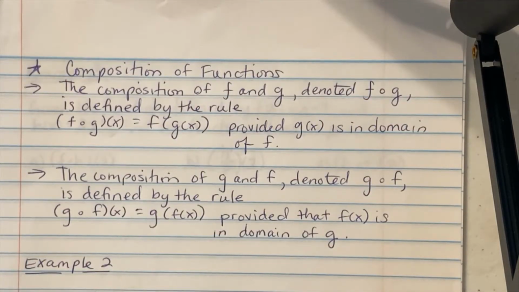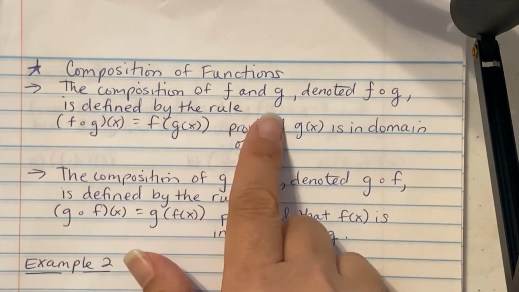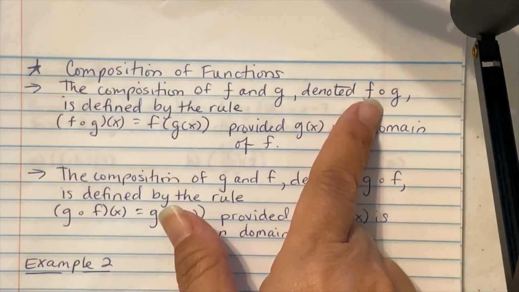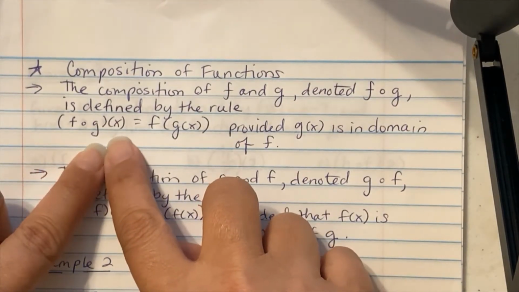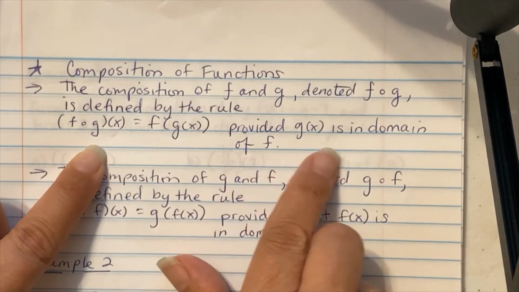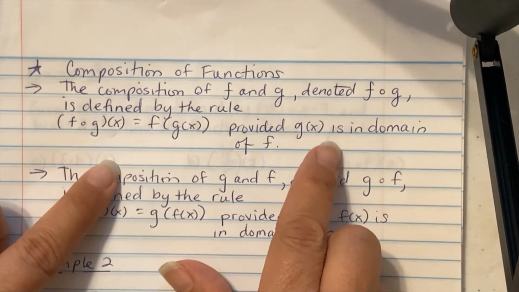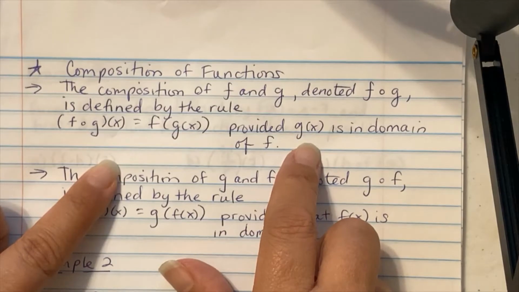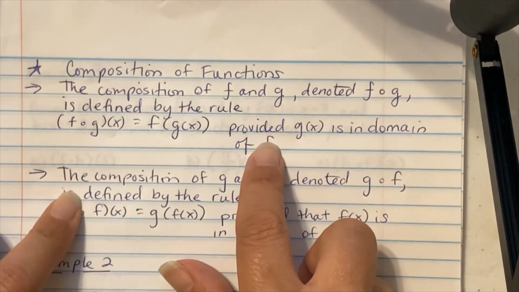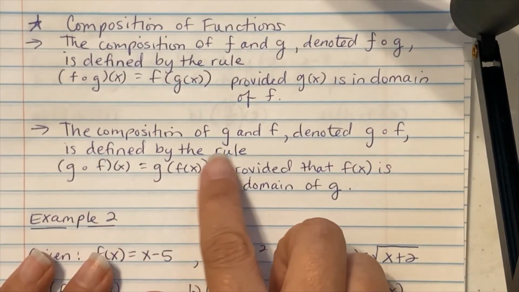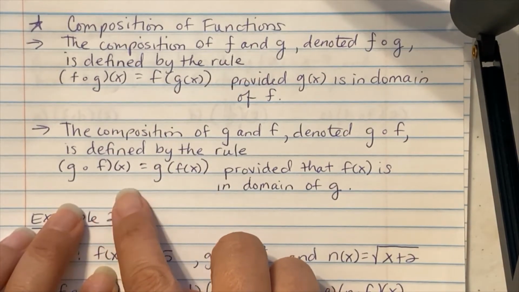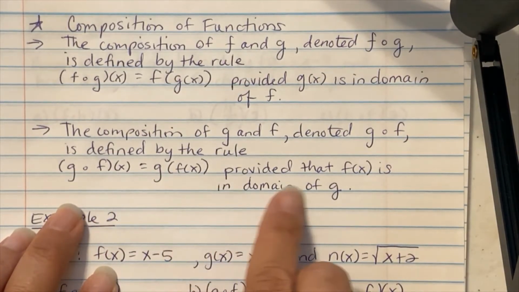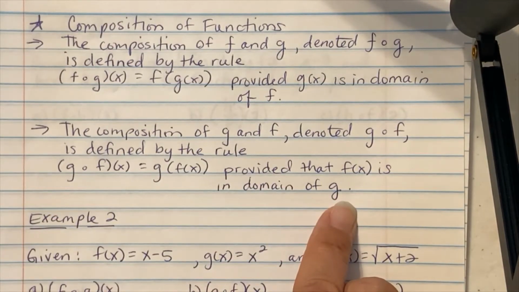Composition of functions. The composition of f and g, denoted as f of g, which we know as fog, is defined by the rule f of g of x, provided that g of x is in the domain of f, which means that all the values of g of x are part of the domain of the f equation. The composition of g and f, denoted as g of f, is defined by the rule g of f of x, provided that f of x is in the domain of g, so it's vice versa.